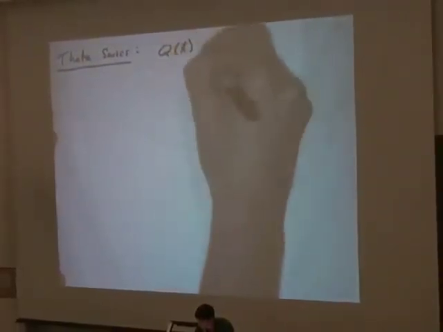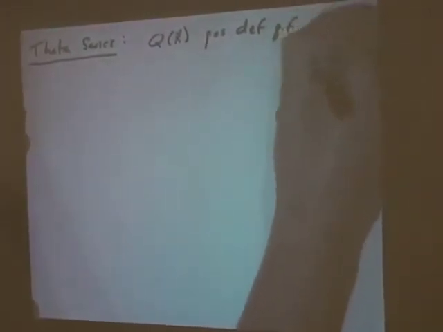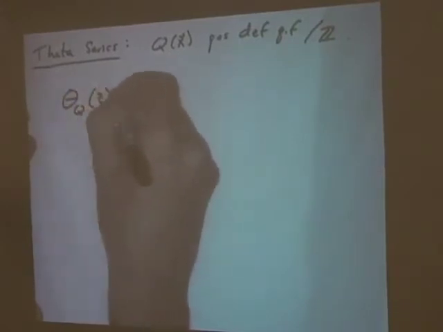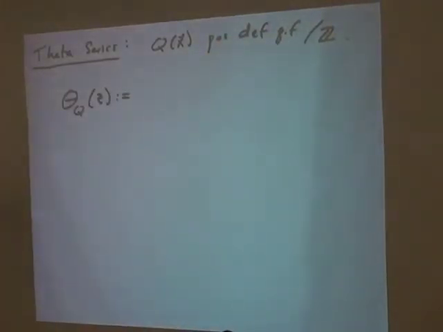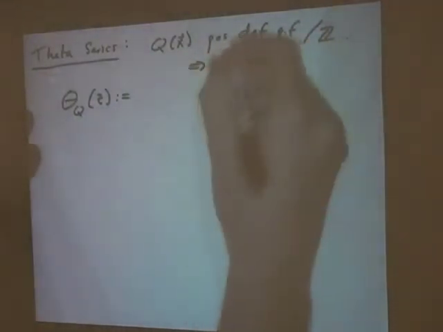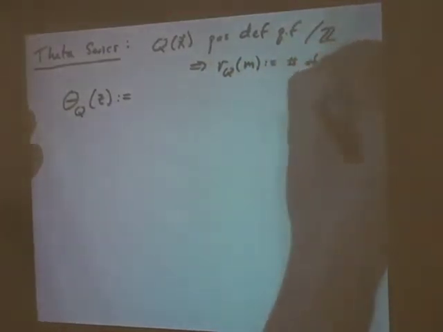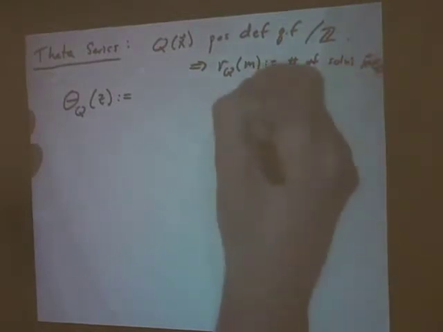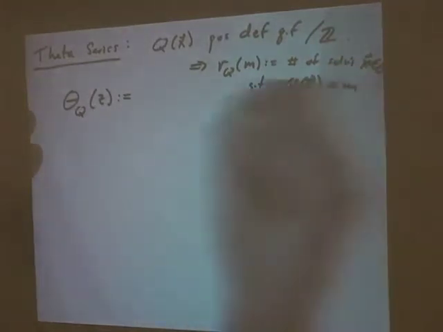So I'm going to start with a positive definite quadratic form, q of x. Okay. So it's a positive definite quadratic form over the integers. And just to jump right in, I'll define the theta series of this to be a generating function for the number of ways of representing the number m by the quadratic form. Okay, so this is positive definite. So in particular, this means that r sub q of m, which I'll define to be the number of solutions x in Z to the n so that q of x is equal to m, is finite.